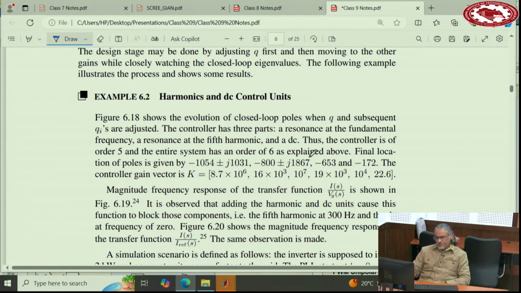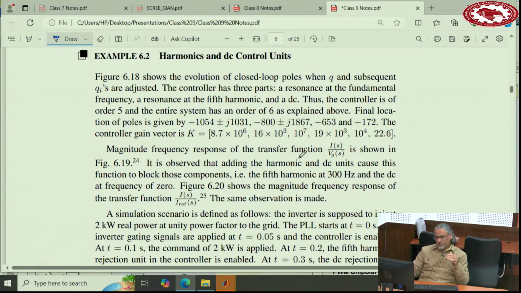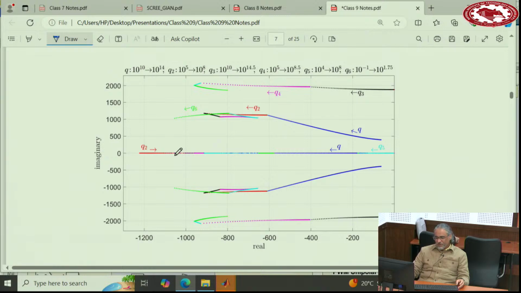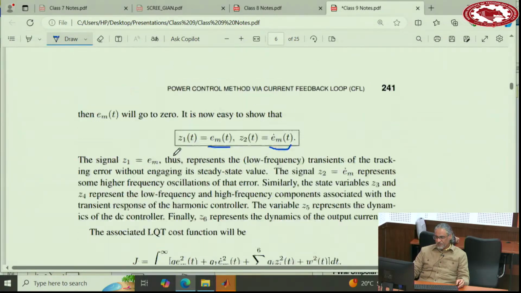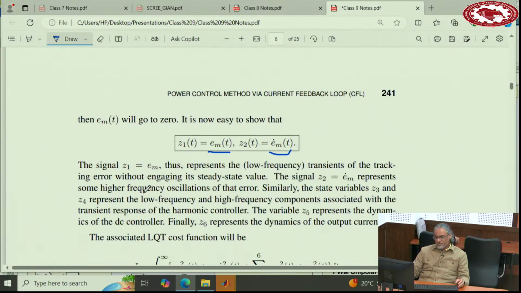Okay, now let's practice this in the context of this example. For the same example that we had before, we are going to extend the controller for DC and harmonic 5 to make sure that if the grid voltage has DC or harmonic 5, the controller can respond properly without generating distorted current. So this is the situation. Now, how many poles do we have? The matrix is it 6? Yeah. 1, 2, 3, 4, 5, 6, exactly. So we have 6 poles.